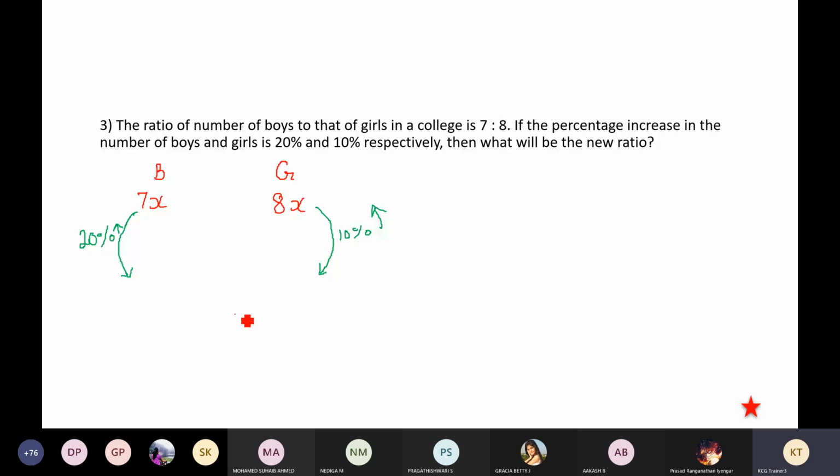Okay. I'll give you guys a minute. Come on, try this one and then we'll discuss. First, tell me, what will be the new number of boys? Initially, if I assume that there are 7x boys, and after 20% increase, what will be the new number of boys?